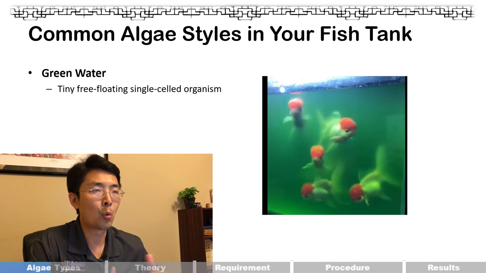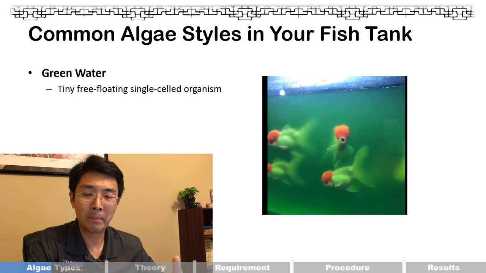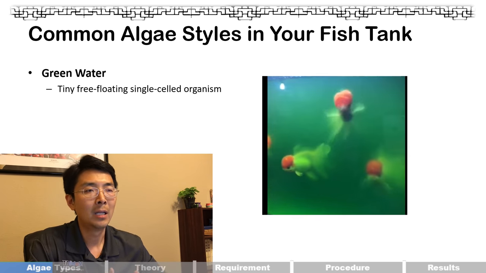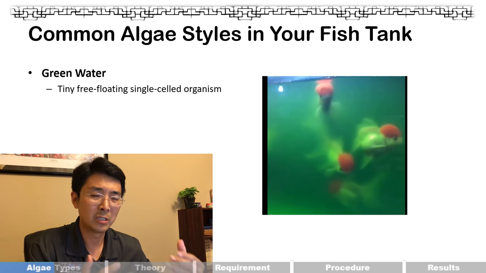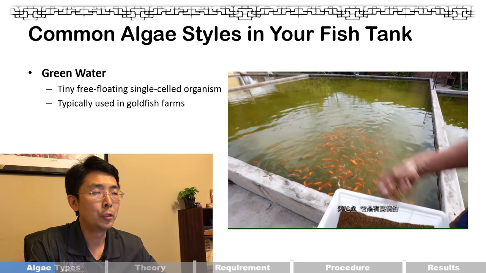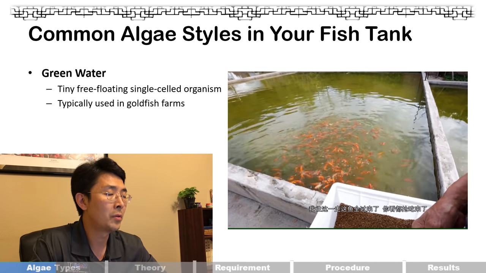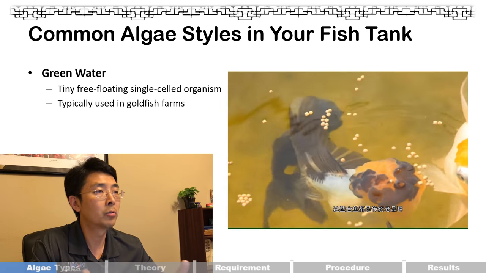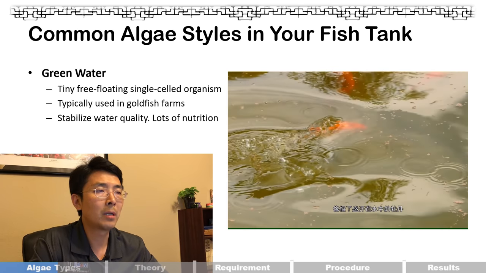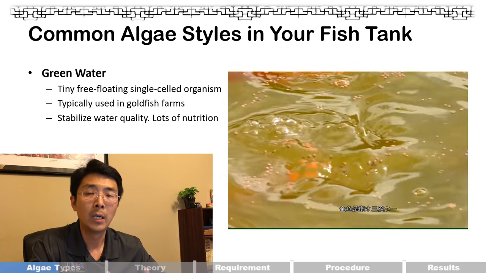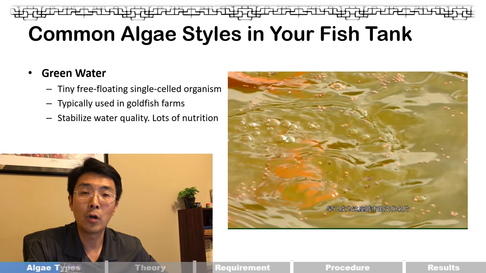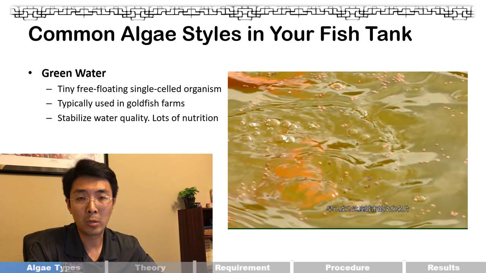The third one, what I call green water. Green water is not a particular name of algae, it's just a style. A lot of tiny free-floating single cells just circling around in the water. The water is purely green. It's typically used in goldfish farms. As you can see in this video, which I cropped from a documentary, the goldfish farm actually stabilizes water quality, and the green water has a lot of nutrients. If you look at my channel, when I breed goldfish fries, I intentionally keep them in the green water to keep the color and keep the water quality, and also help the fish grow fast.